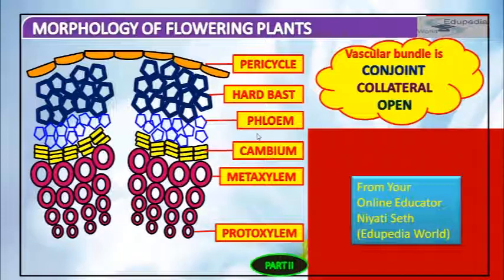The xylem and phloem are separated by the cambium layer. So this is the cambium layer which is present between the phloem and the xylem, composed of meristematic cells which keep on dividing. By division, the cambium layer increases the size of the vascular bundle by forming xylem cells on the inner side and phloem cells on the outer side.